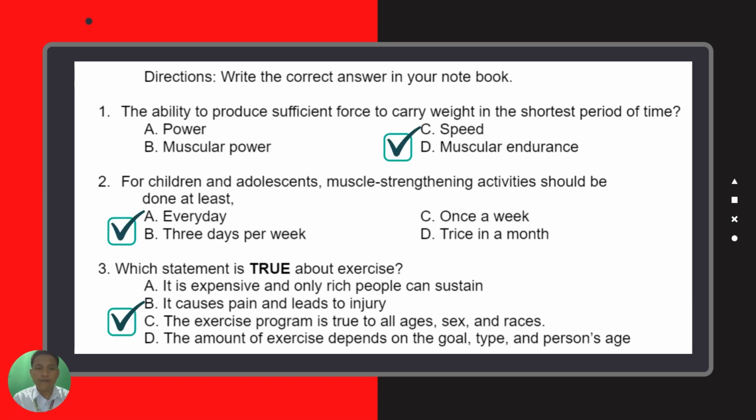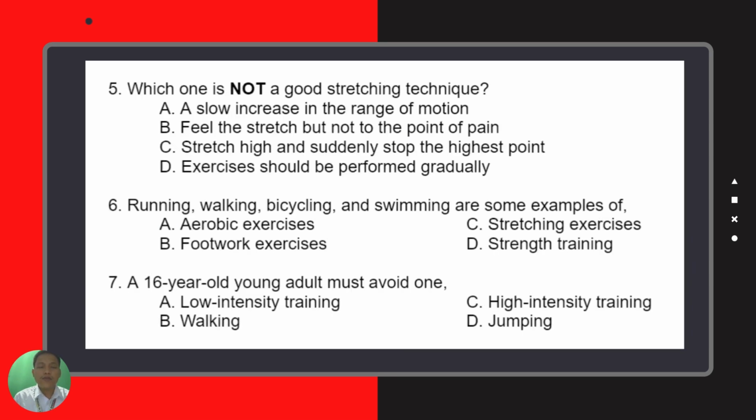All right, let's check. For number one, we have here letter D, muscular endurance. For number two, we have here the 3 days per week. For number three, we have here the exercise program is true to all ages, sex, and races. For question number four, make it bonus. Let's proceed now for the question number 5, 6, and 7.